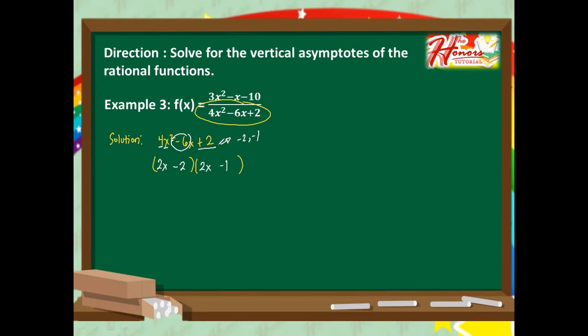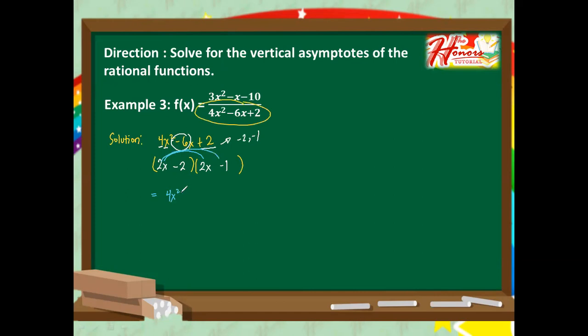Now, I want to be sure that my answer is correct. So let's use the FOIL method. This is just to check if our factors are correct. So that's 2x times 2x, that is 4x squared.